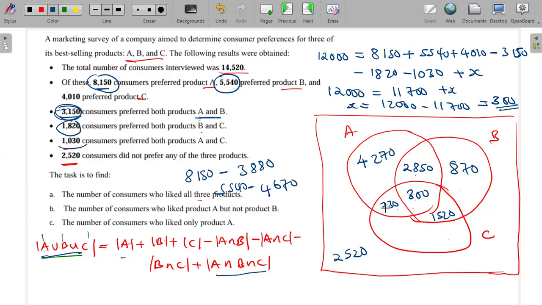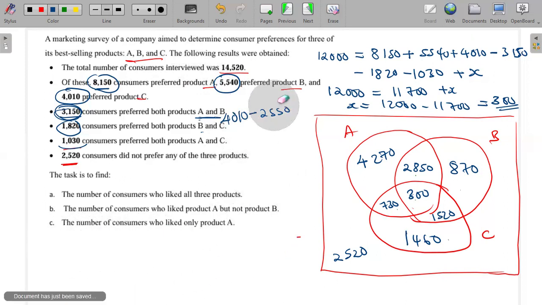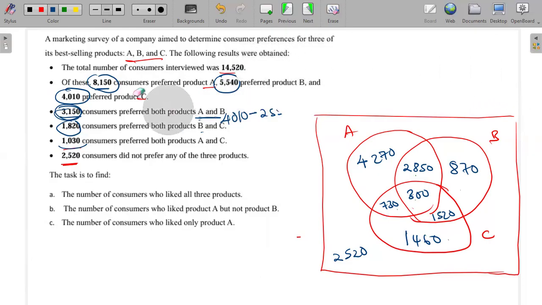So for C I add the 730 plus 300 plus 1,020. So that gives me 2,550. And then those that like product C are there. That is just 4,010. So I subtract 4,010 minus the 2,550, which just gives me 1,460, like that. So this is just like product C only. Okay, so we have now gotten those that like product C only. All right, so let's make space here.